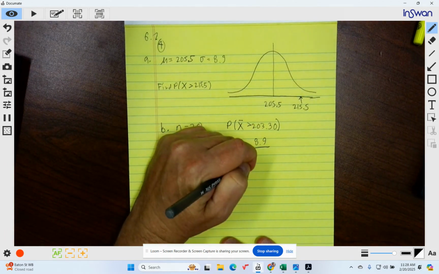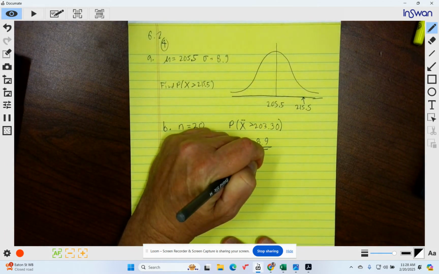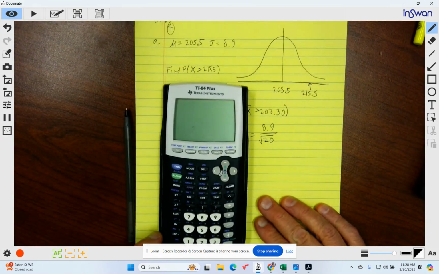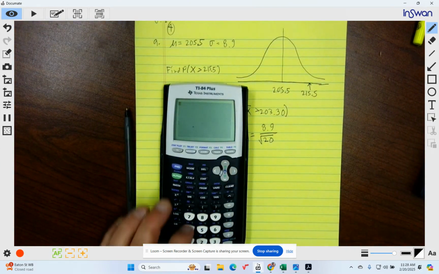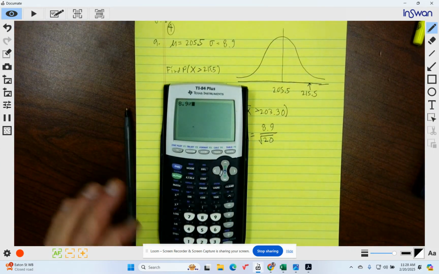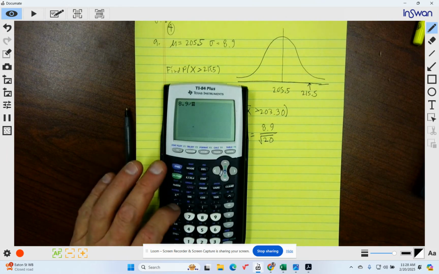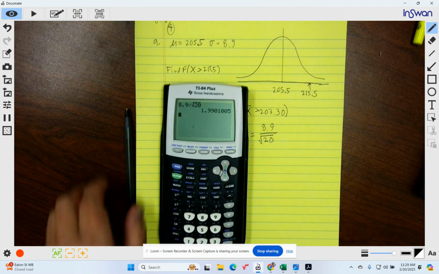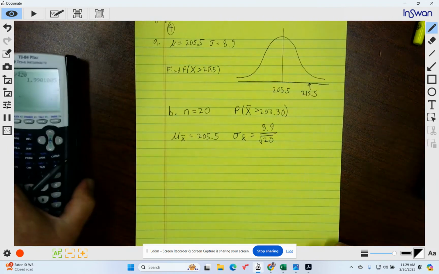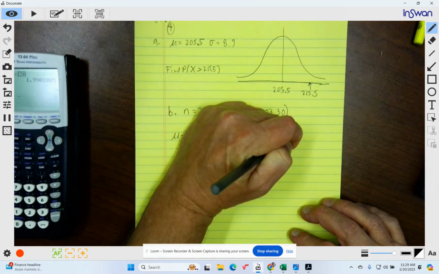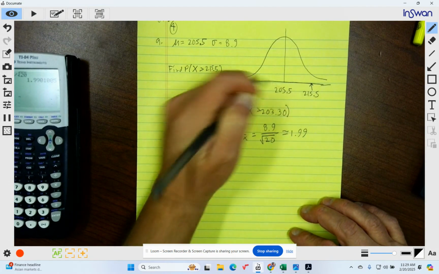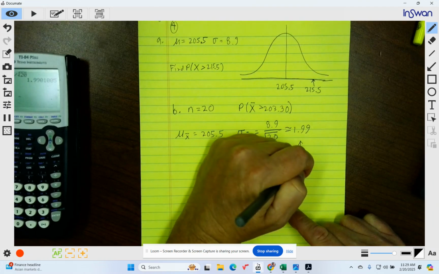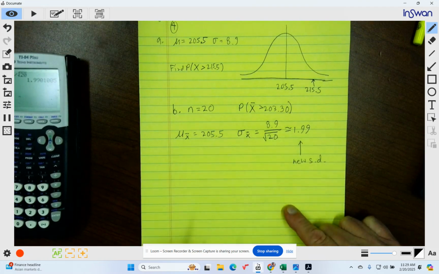But the standard deviation for x bar will now be 8.9 divided by the square root of n, or in this case, the square root of 20. So I'm going to take this and plug it into my calculator. I've got 8.9 divided by the square root of 20, then hit enter. And that gives me approximately 1.99. We have to use this as our new standard deviation now.